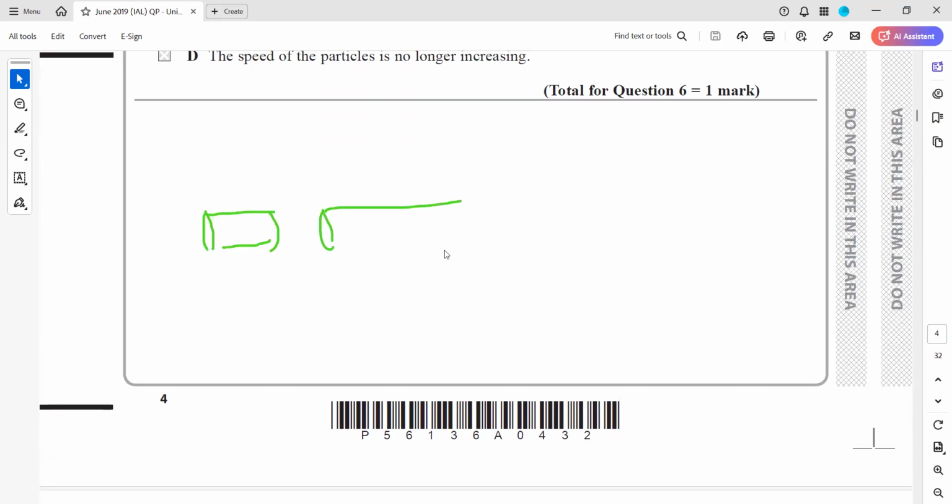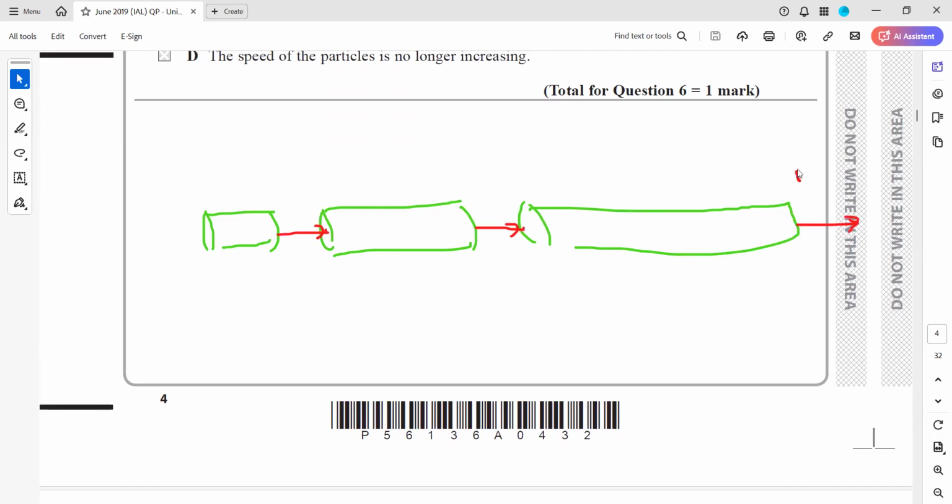So that's why the tubes at the end are kept at the same length. Because here the particle was accelerating, here the particle also accelerates, here also the particle accelerates. But the energy provided to the particle, the kinetic energy, instead of increasing the speed, increases the mass. So when it increases the mass and the speed does not change, the next tube should have the same length as this tube.